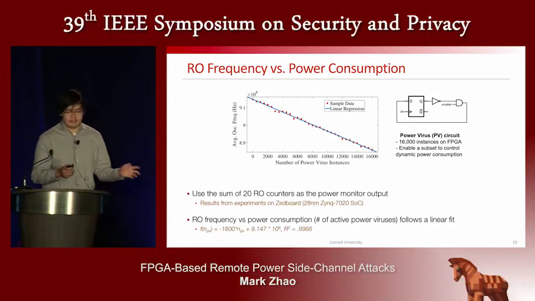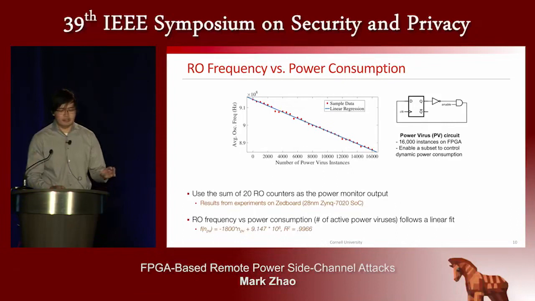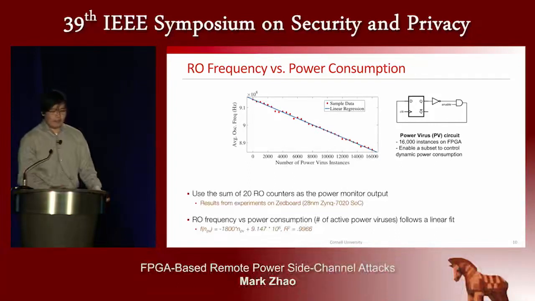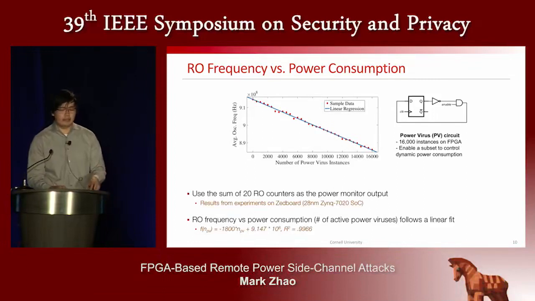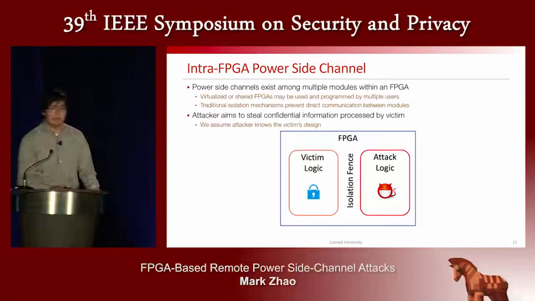So this power wire circuit is pretty simple in the sense that if you just enable the signal, then it consumes dynamic power. If you don't enable it, then it doesn't do anything. And as you can see on the graph, as we enable an increasing amount of power virus instances, then the oscillation frequency of these ring oscillators decreases linearly with a pretty good fit. So now that we can implement remote power monitors, let's see how these can be used for some attacks.